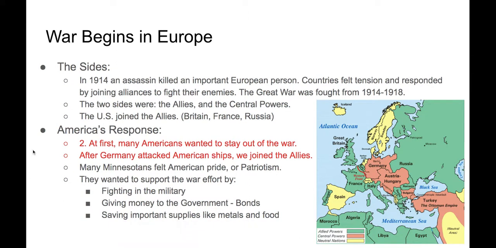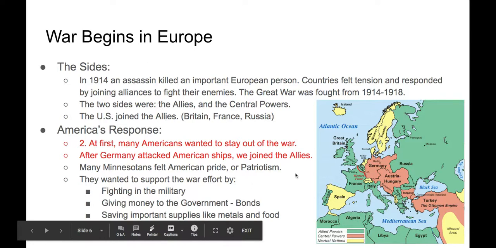So America's response, number 2. At first, many Americans wanted to stay out of the war. But after Germany attacked American ships, we joined the Allies. Okay, let me say that again. Number 2, at first, many Americans wanted to stay out of the war. But after Germany attacked American ships, the United States joined the side of the Allies. Okay? So the war was first happening just in Europe over here.